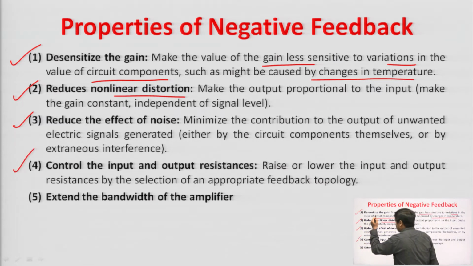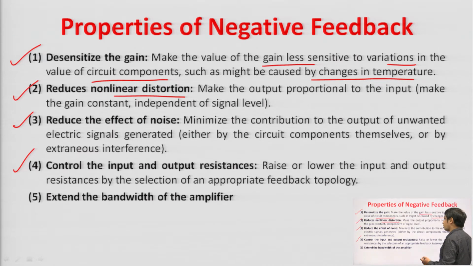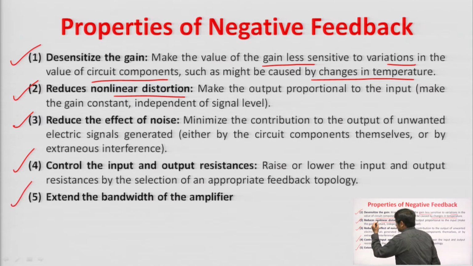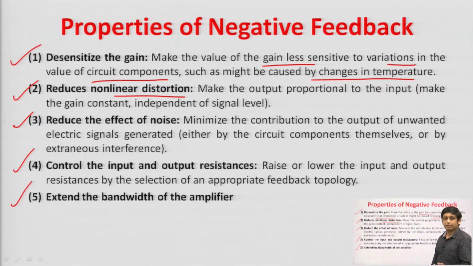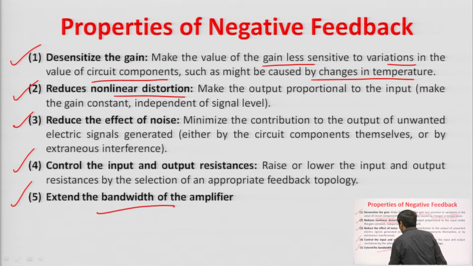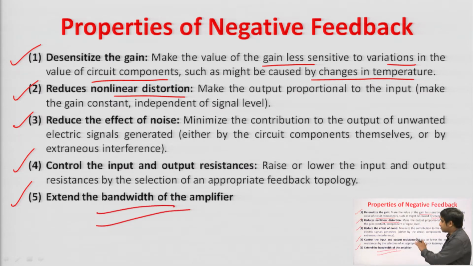Next, negative feedback can control the input and output resistance. That is very important, because for different amplifiers the input and output resistance required can be different. For voltage amplifier it is different, for current amplifier it is different, fine. So, with the help of negative feedback we can control the input and output resistance. Next, obviously we want more bandwidth. This negative feedback extends the bandwidth of the amplifier. So, these are the properties of negative feedback. You can also say that these are the advantages of the negative feedback.